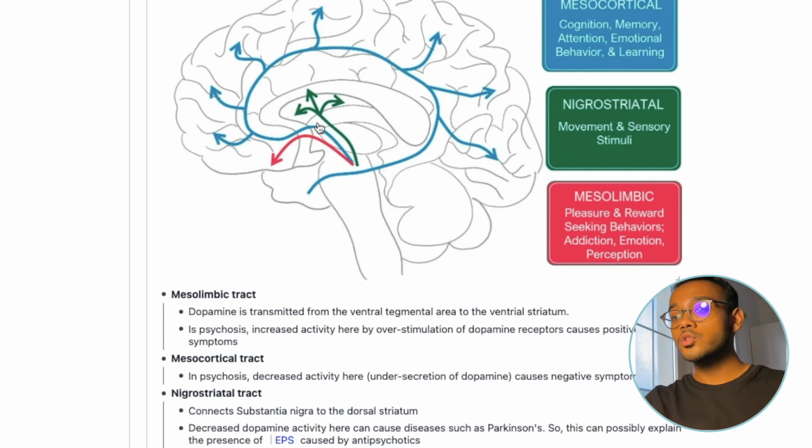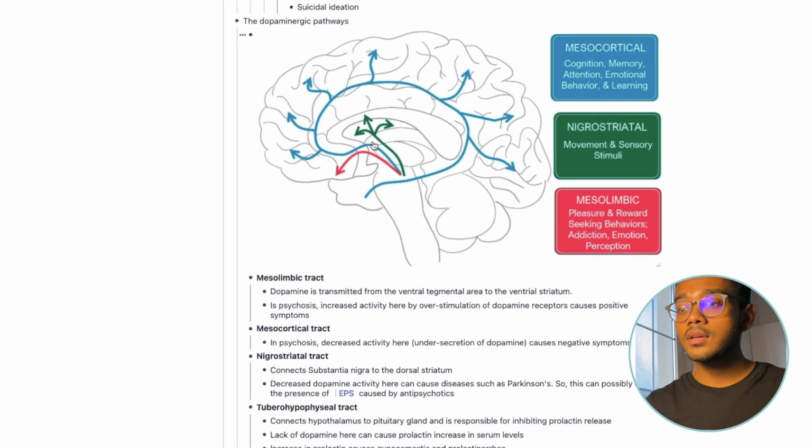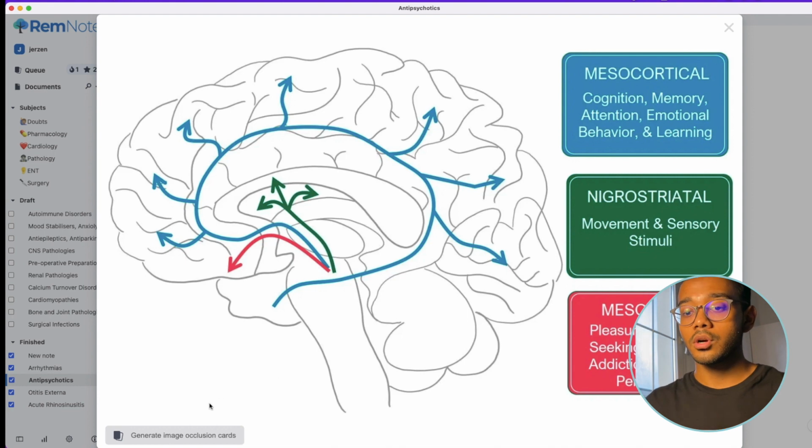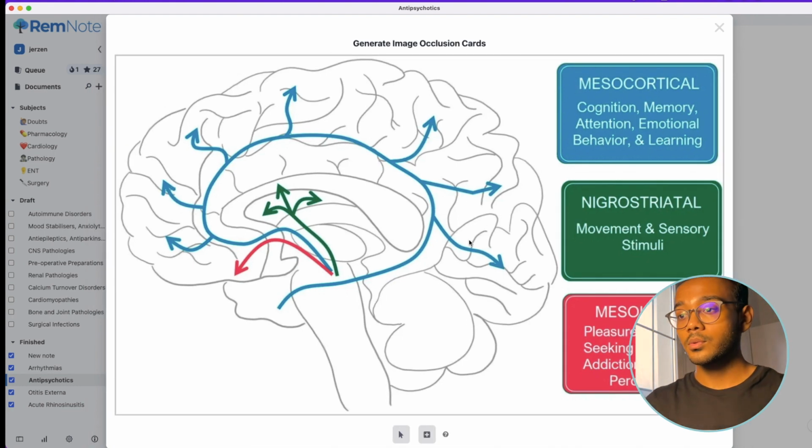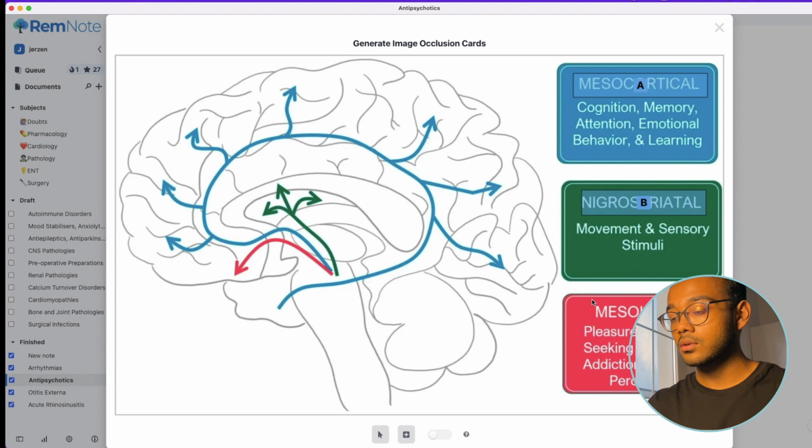What I can do with this picture that I've put in is make image occlusion cards. And if you're familiar with Anki, you know what image occlusion cards are. Basically, I can just draw a little box around these labels, and these are going to be flashcards in themselves. So the flashcard right here is probably going to cover the mesocortical part, and I'm going to look at the picture, look at the blue one, and figure out which pathway that is. And that is pretty helpful.